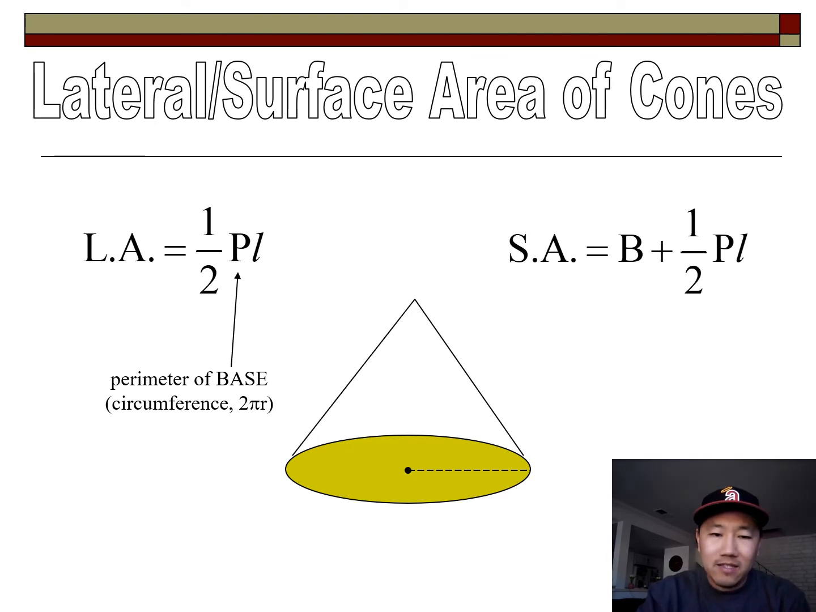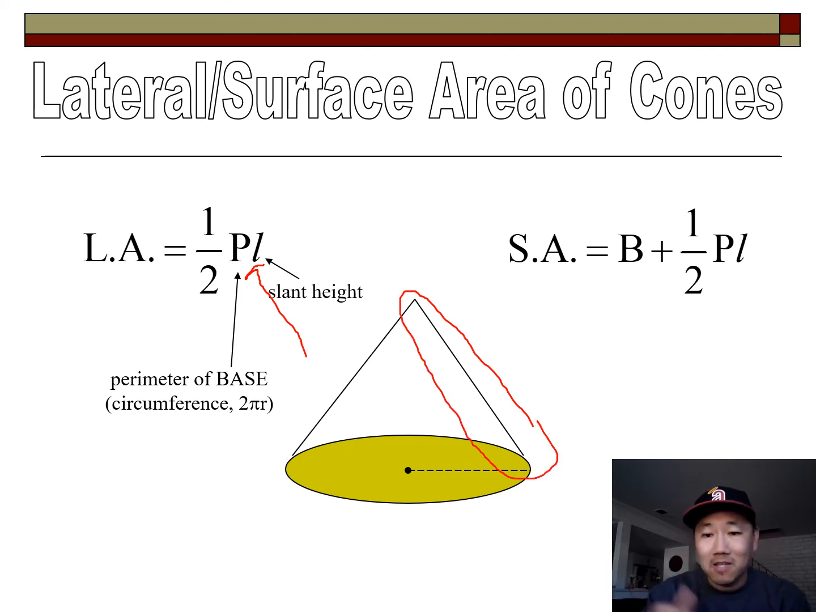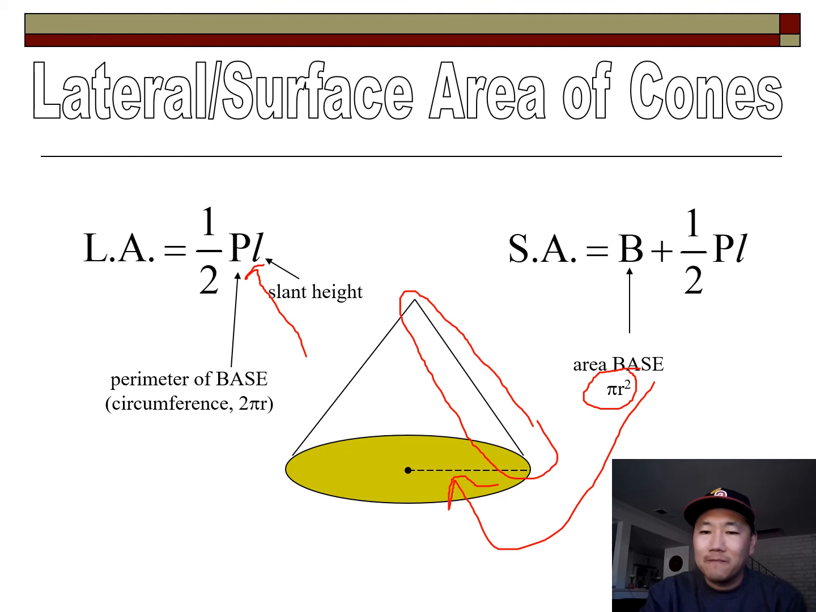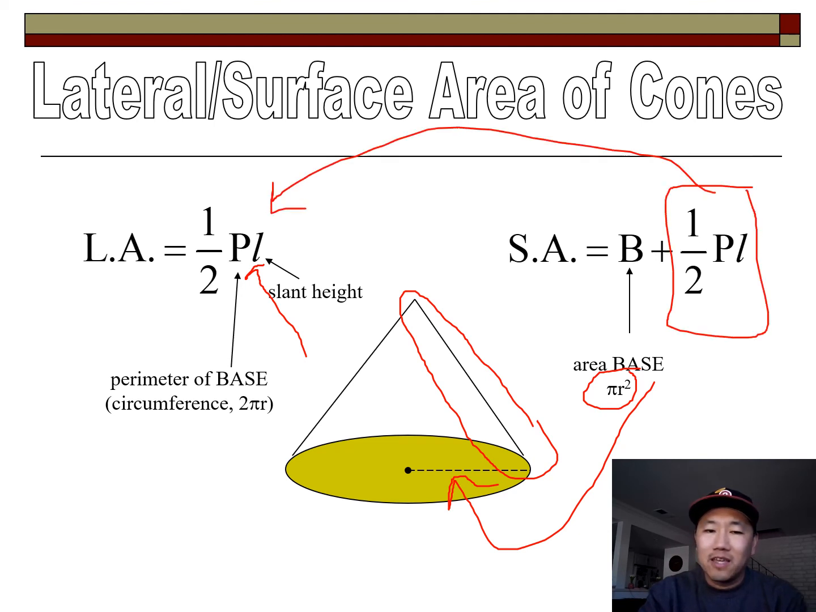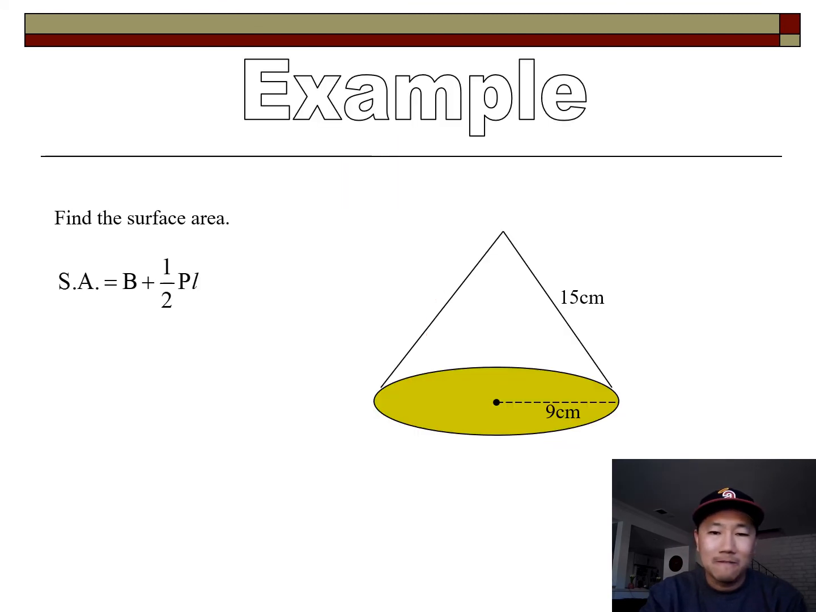The L is still the lateral height, or the slant height, sorry. The slant height is the one that goes slanted. That's why it's called the slant height. And then over here, we have the big B. That's the area of the base. Again, because the base is a circle, area of the base is pi r squared. And then the 1/2 PL is the same exact thing as the lateral area. All right, let's go ahead and do some examples.